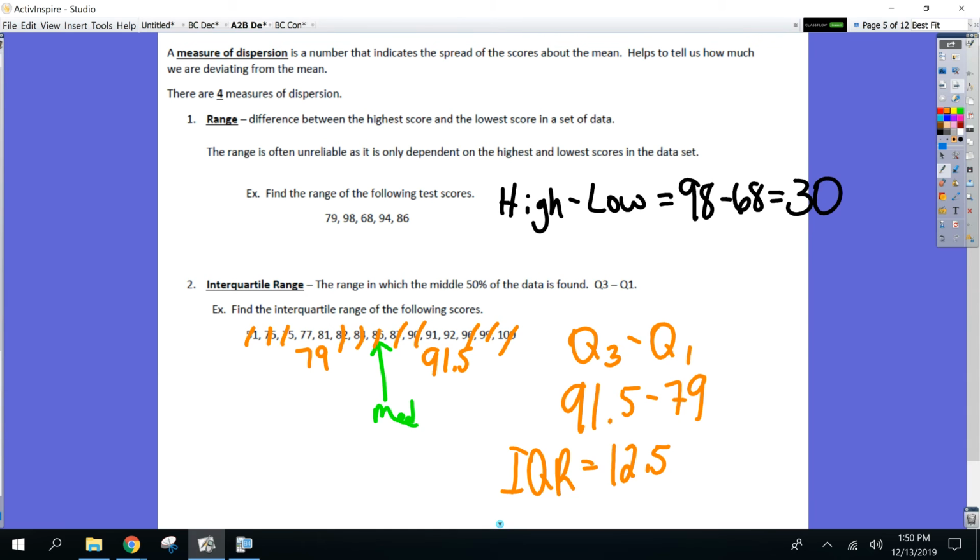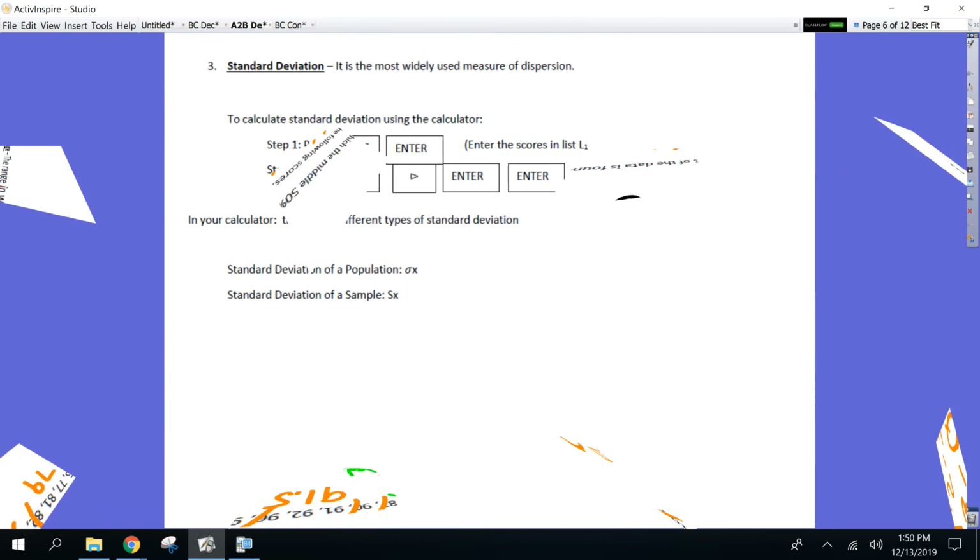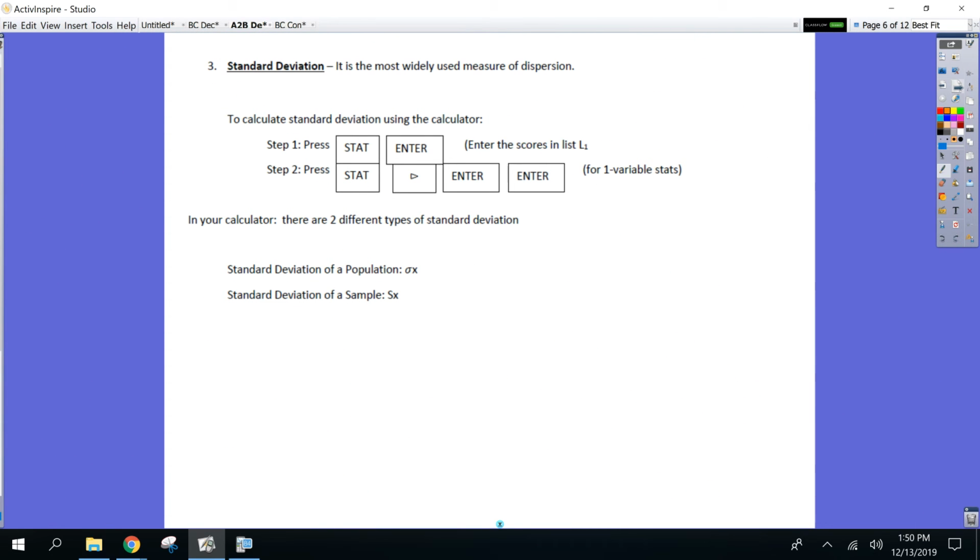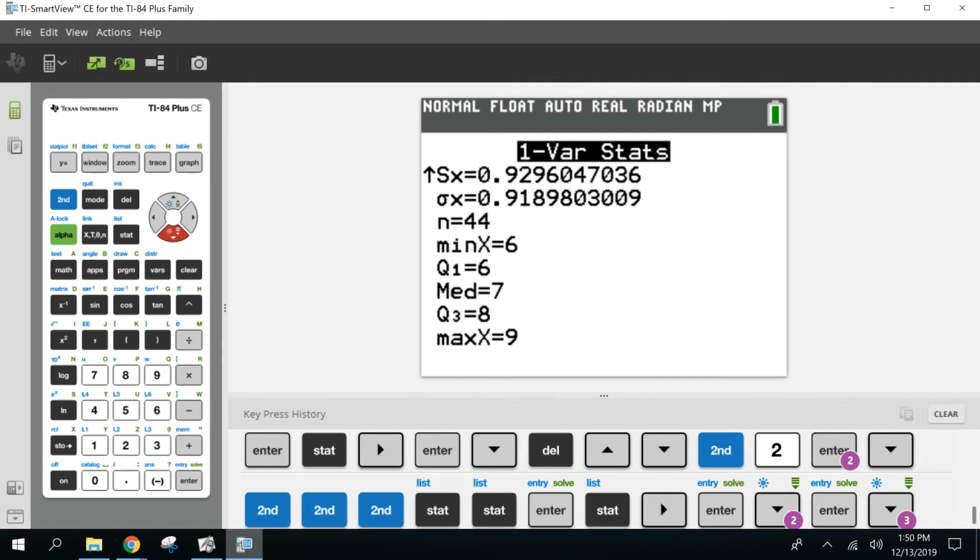Here's the big dog for today, the most important one, which is standard deviation. Okay, can you guys do me a favor? I don't care what numbers are there now, but can you please bring up your 1-var stat screen for me? I don't know if you cleared out everything, but put a couple, put 3 in each side and do it. I just need a 1-var stat screen up for me.